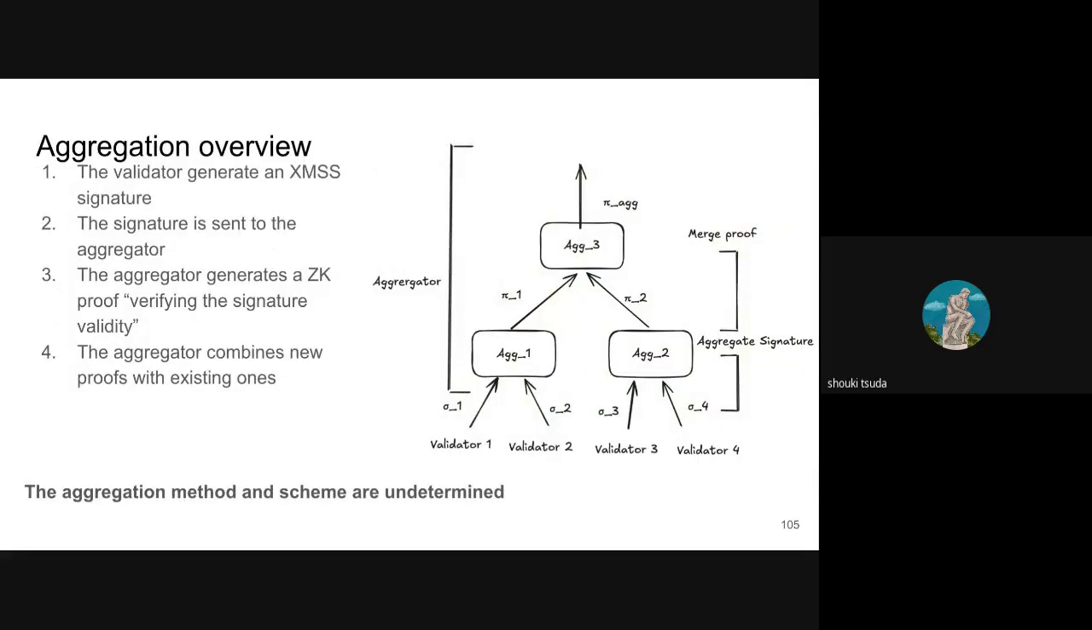Here is the aggregation overview. The validator generates XMSS signatures, and the signature is sent to the aggregator here. The aggregator generates the zk proof that represents verifying the signature validities. And finally, the aggregator combines the new proof with existing ones. However, this is very, very sketchy, and currently the aggregation method is undetermined.